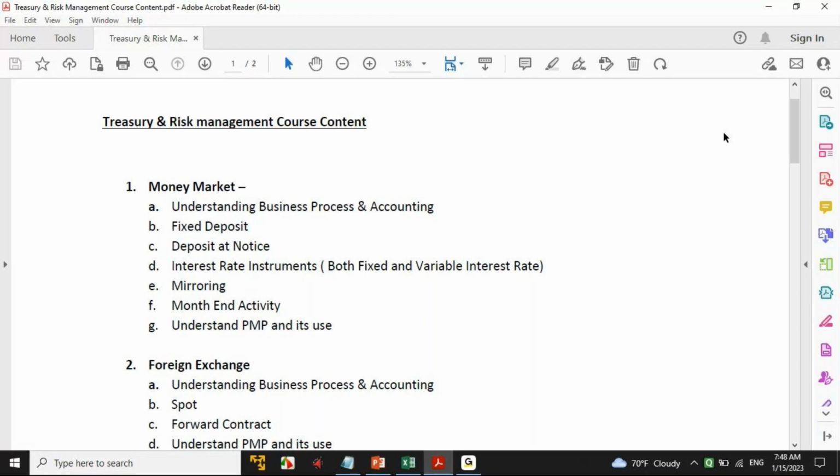But yes, let's talk about what we're going to discuss, what my course content is. So we will start with the product called investment products, called money market. When you're talking about TRM, these are the various product types called money market products. We first try to understand the business process and accounting.